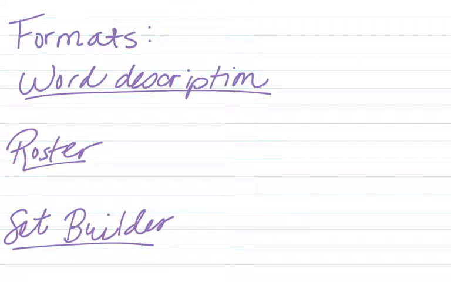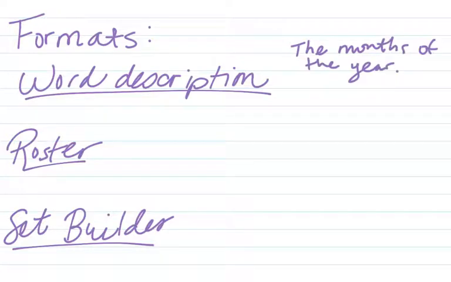There are really 3 different formats we use to represent sets and ways to indicate a set. The first one is to just describe the set. There's a couple of examples that I can give you for this. First one would be if I were to say the months of the year. By saying the months of the year, we know that I'm talking about January, February, March, April, May, June, July, August, September, October, November, December. Okay, so that is a word description of a set.